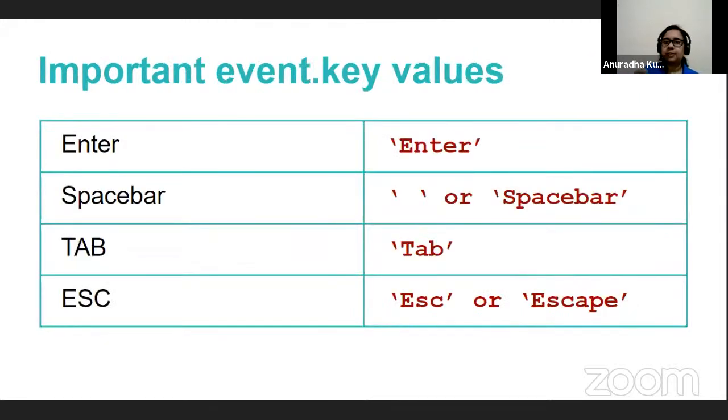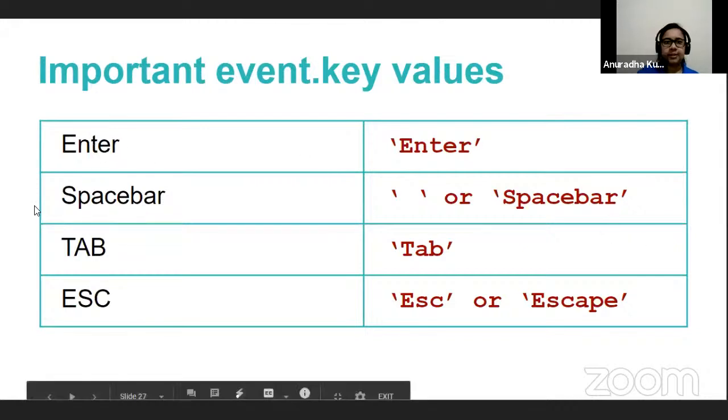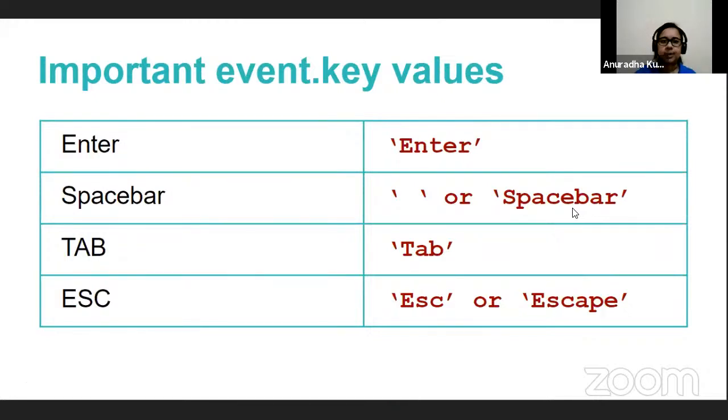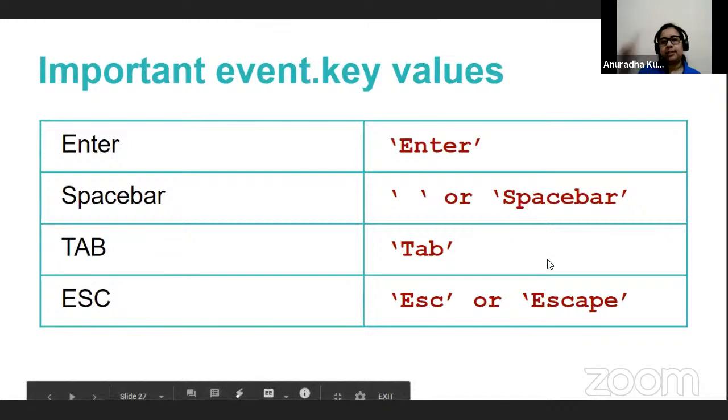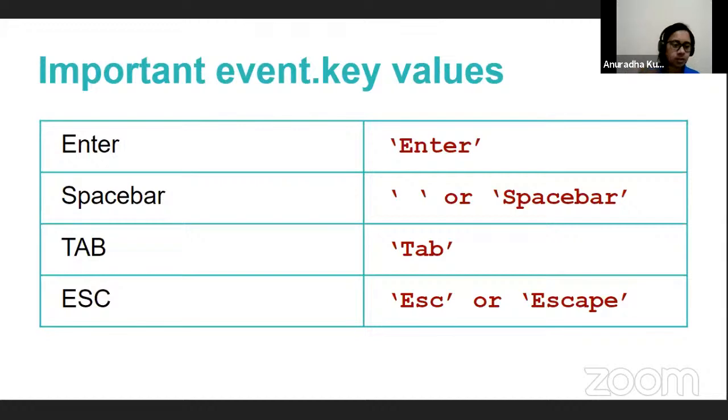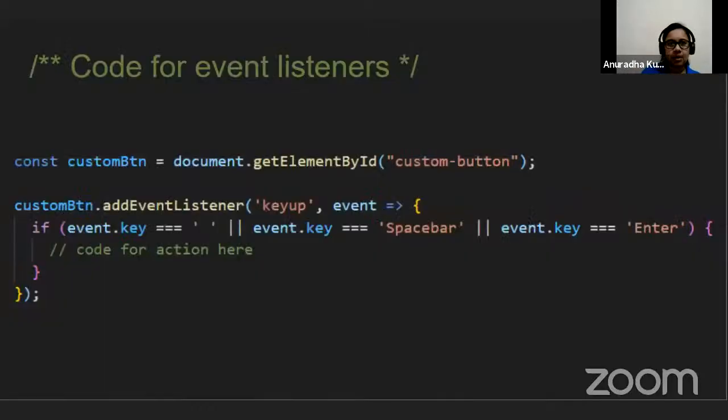These are the important event key values: Enter, and for spacebar, Space, with Spacebar for IE or Edge maybe. Then Tab, Escape. These are the key values which we can use to check which key was pressed by the user. Then we can attach it very similarly. We just find the button and attach the event handler upon it using the conditions, and we do whatever code we want to write, whatever action we want to perform when that desired key has been pressed by the user.